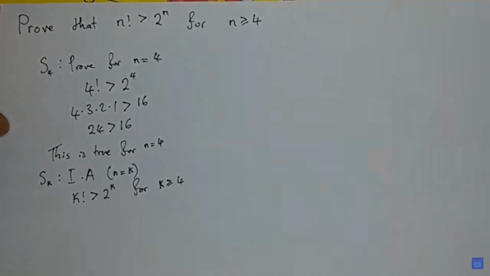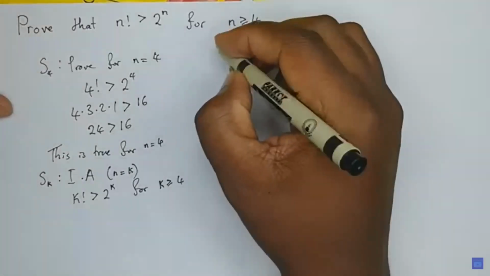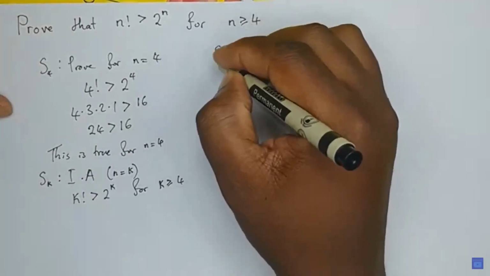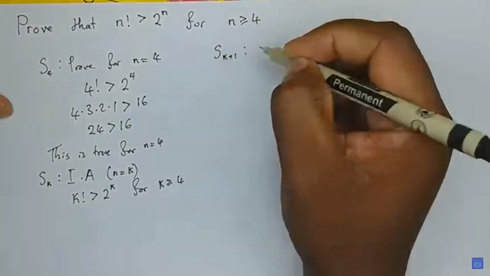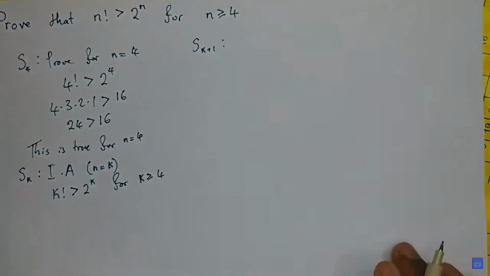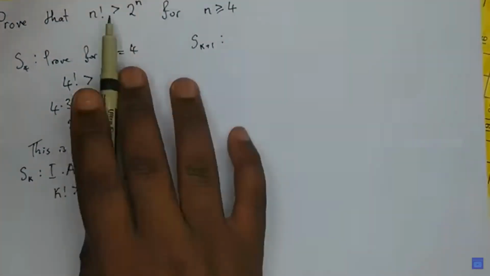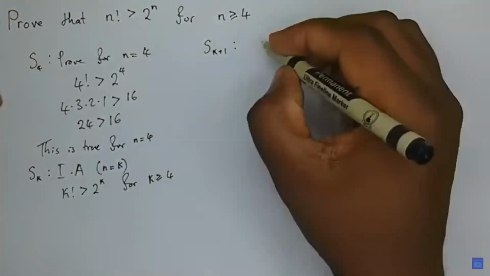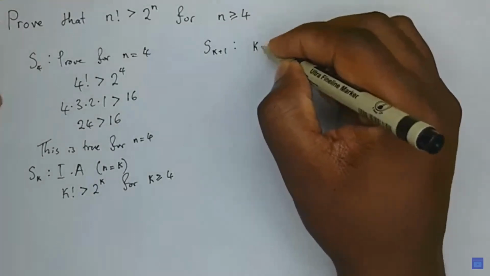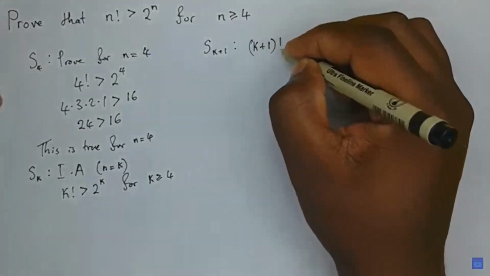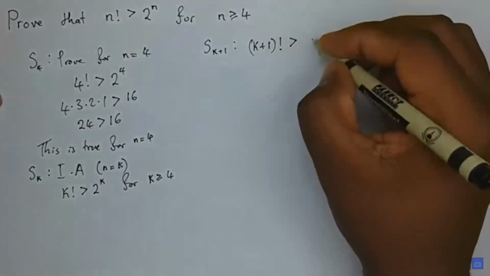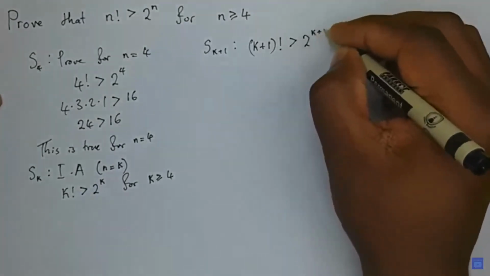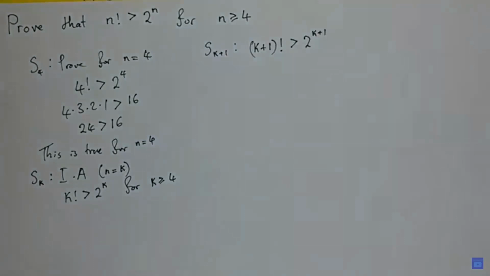Okay, so we can move on from there. Now we're done with this step. We're going to go to the final step, where we prove for k plus 1. So S(k+1). This is the part that we need to follow through carefully. From the original question, we're going to replace n with k plus 1, so that what we're going to have is k plus 1 factorial is greater than 2 to the power k plus 1.